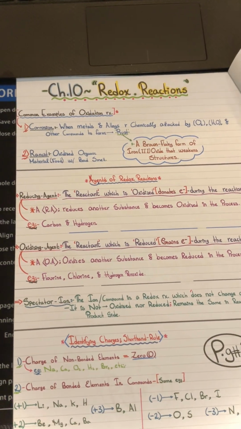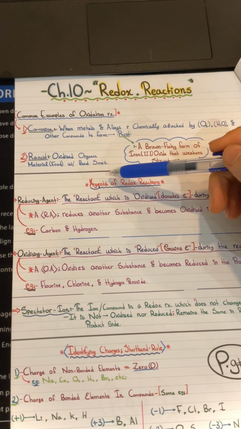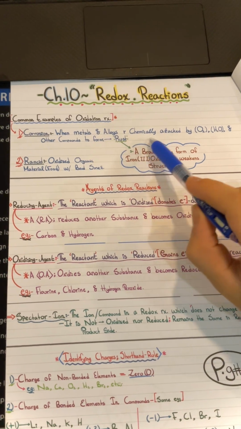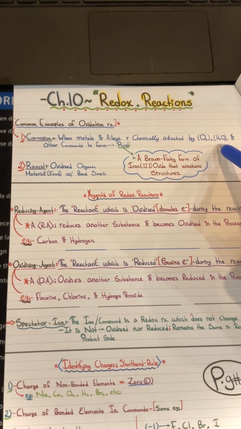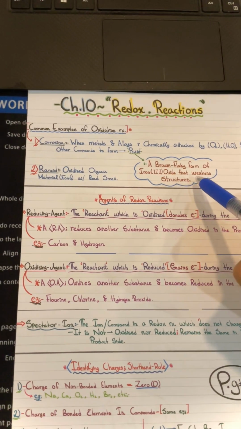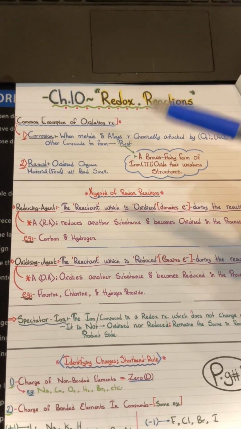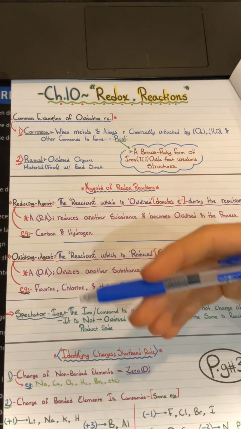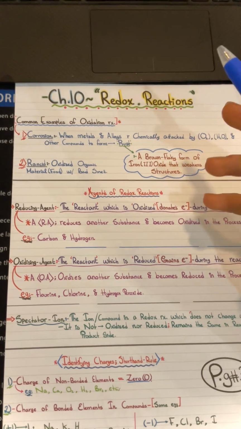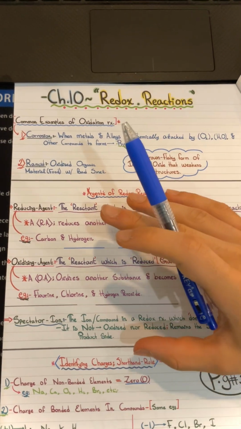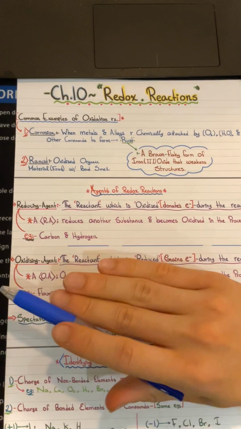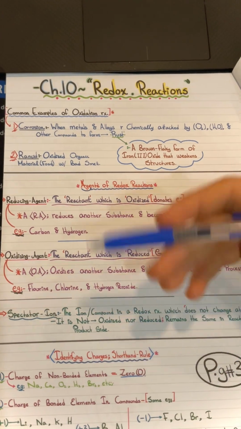Alright, moving on. Two common examples of oxidation are corrosion and rancidity. Corrosion is when metals and alloys are chemically attacked by oxygen and hydrogen oxide and other compounds to form rust. Rust is a brown flaky form of iron oxide that weakens structures. So basically, corrosion is just when metals or alloys react with oxygen in the air and water, or water vapor in the air, and they form the compound rust. Basically the metal chemically reacts with the oxygen and hydrogen and forms a weak unreactive layer on the top of the metal, which can easily be removed, forming rust.